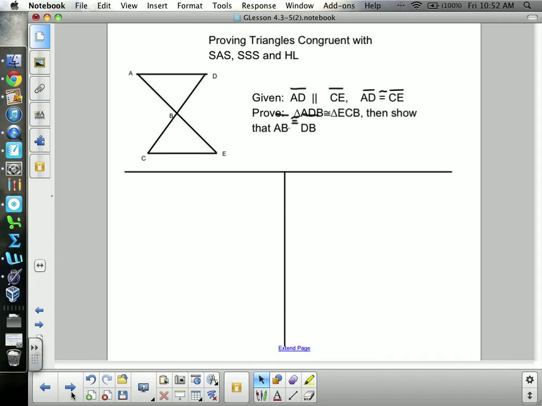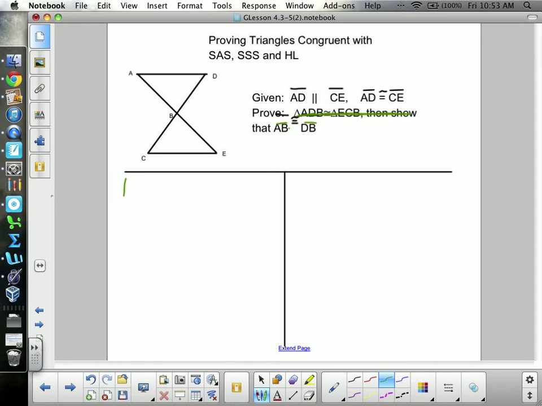So here we go. Given AD is parallel to CE and AD is congruent to CE, we want to prove that AB is congruent to DB. Now, it doesn't say prove the triangles are congruent, but we're going to do that first. Don't worry, we're always going to start with proving triangles congruent in this unit. We always begin with that, and then we'll use CPCTC to go beyond.